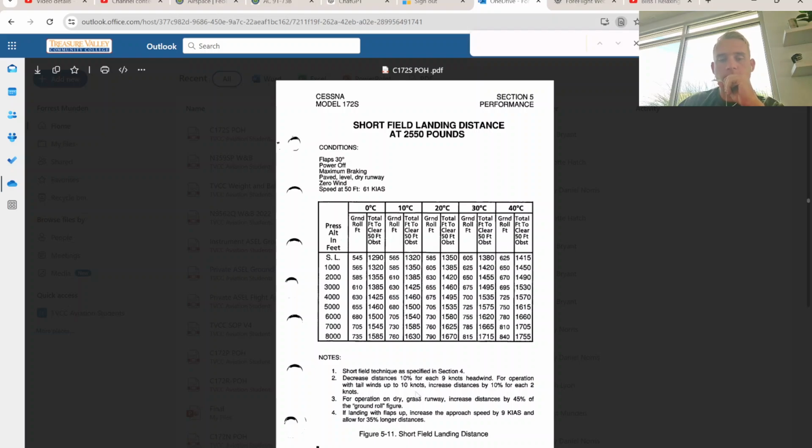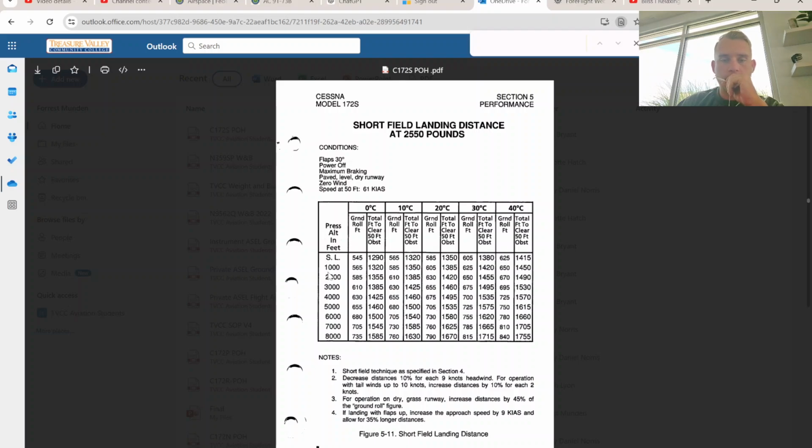And then for operations with tailwind up to 10 knots, you increase the distances by 10% for each 2 knots. That's not a lot, guys. So think about it. If you have a 6-7 knot tailwind, that's going to go up a lot, okay? And then for ground operations, okay, read that.